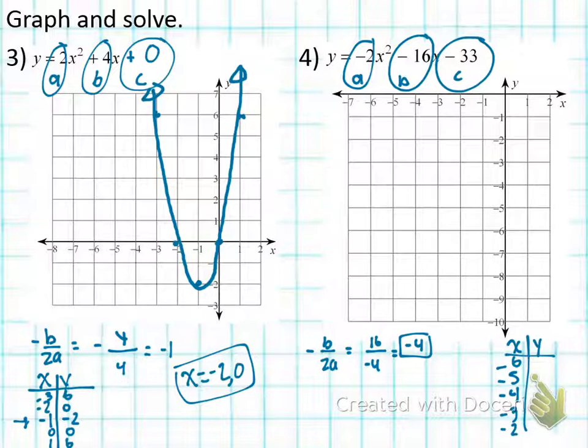Okay. Alright, so let's start at -4, because that's the center of our vertex. What's -4 squared? 16. 16 times -2 is -32. -16 times -4 is positive 64. -32 plus 64 is 32. 32 minus 33 is -1. Did you see how I got a small answer just now? Did y'all get that?